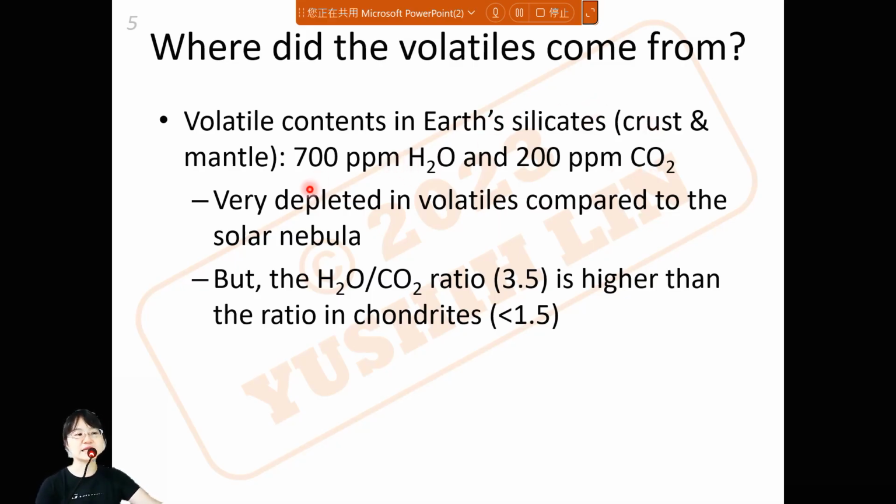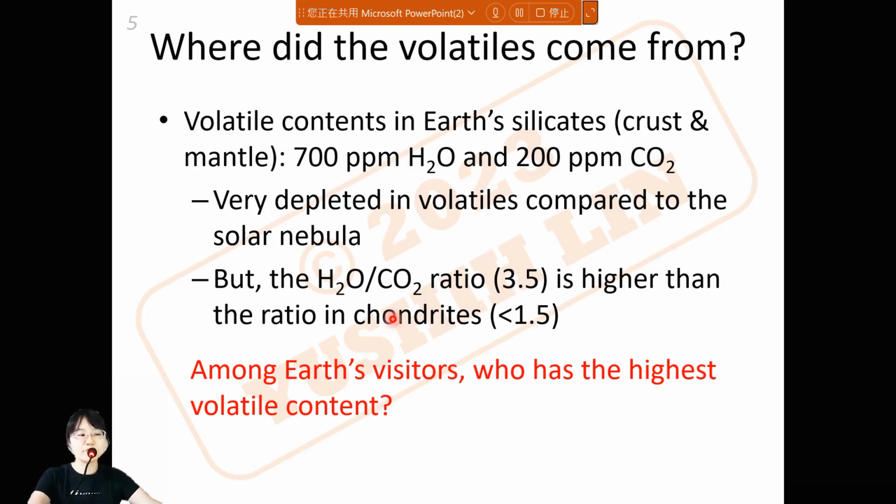The Earth's silicate is actually quite depleted in volatiles compared to the solar nebula, because in the solar nebula, the major components are hydrogen and helium, and both are volatiles. So of course, compared to these gaseous components, our Earth is very depleted in volatiles. But the water/CO2 ratio, which is 3.5 in our silicate, is higher than the ratio in chondrite, which is less than 1.5. You might think, where did the water come from?